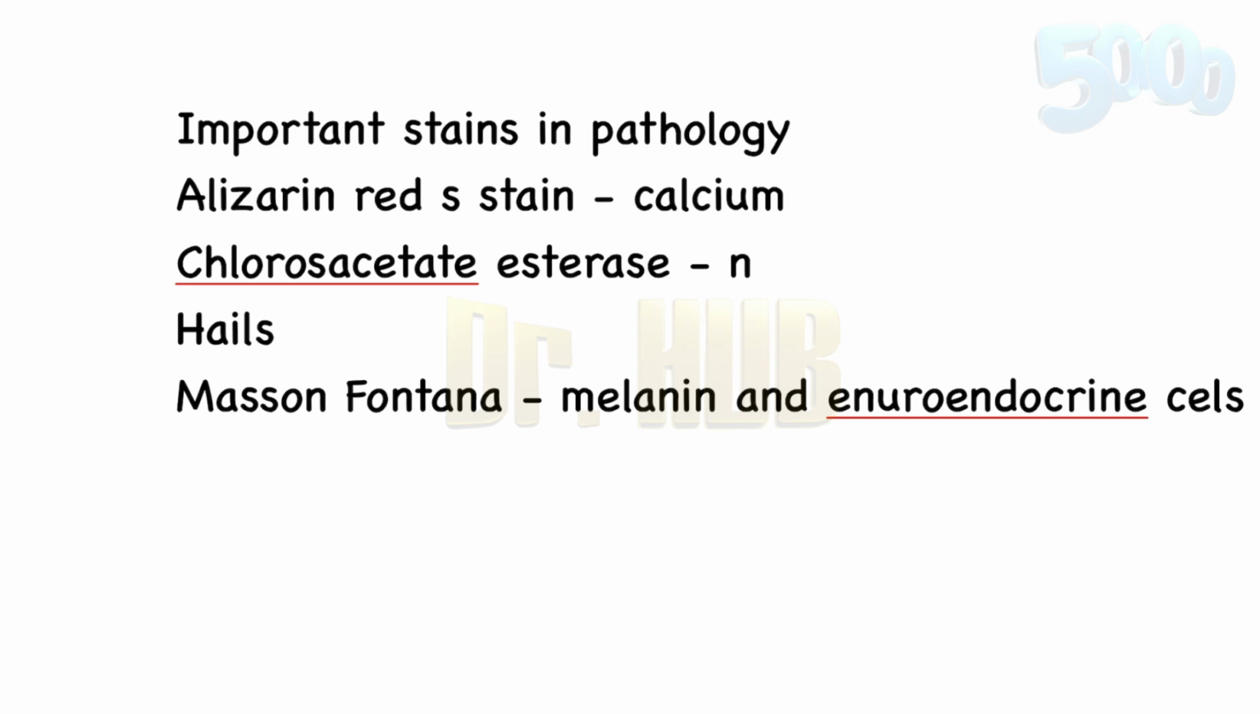This Perls' Prussian blue stain is for the iron in bone marrow macrophages. Now, what about the rhodanine? The rhodanine is for the copper. Copper, what is it? It is rhodanine stain.